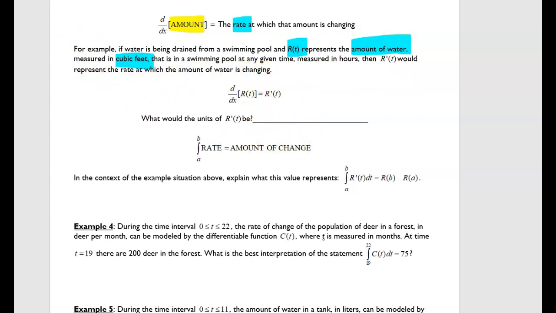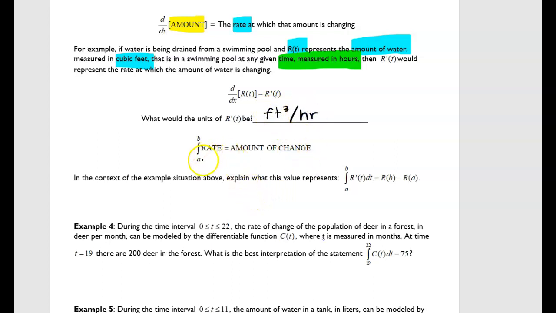And so let's think about what the units would be. When I do these units, it's the units of R, and it will be divided by the units of time. My time was measured in hours. So whenever I take the derivative, I add on a "per" whatever, in this case the time units, but it's really the independent variable, so that's the one you're plugging in for. So if R was in cubic feet, then R prime of t would be in cubic feet per hour. So we turn it into a rate.